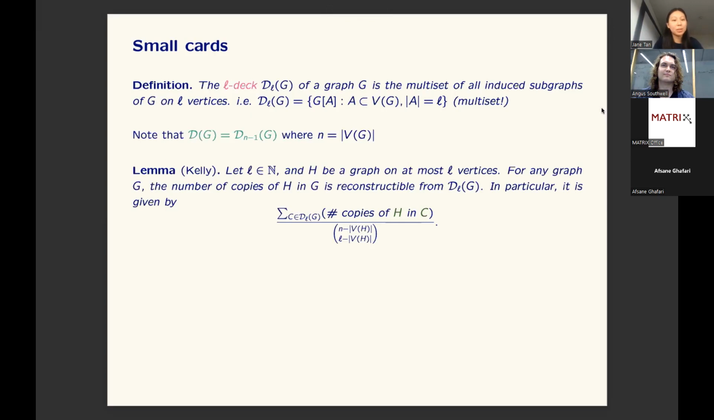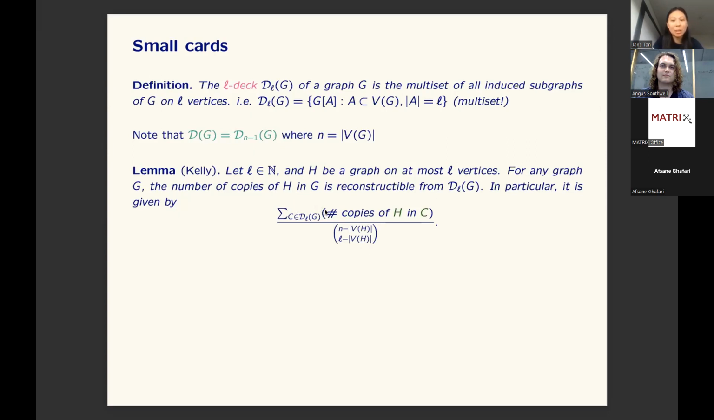Here's a general tool. Anytime we're looking at reconstruction problems which involve the full deck that are defined in some way like this, there's a really important lemma of Kelly, which goes as follows. If we take some natural number L and let H be any graph on at most L vertices, then for any graph G, we can reconstruct the number of copies of H in G. It doesn't matter if that's induced or not induced, we can choose. In particular, it's given by this formula. And the proof is extremely easy. It's exactly how we counted edges before.